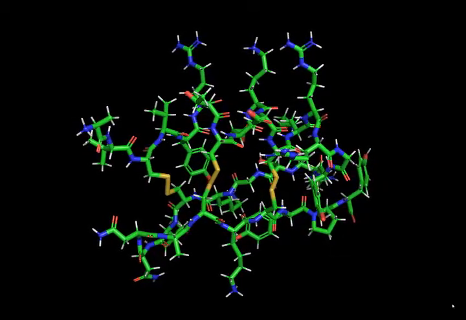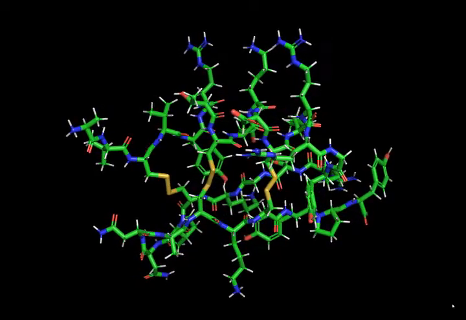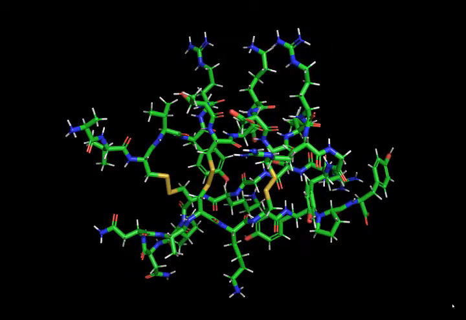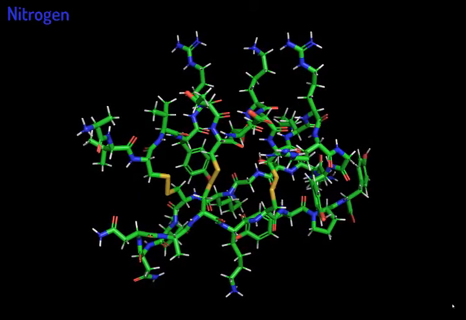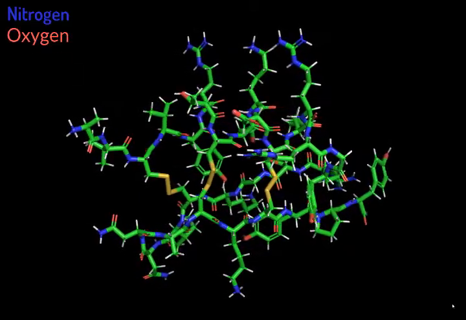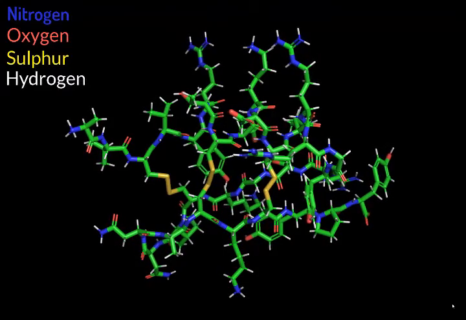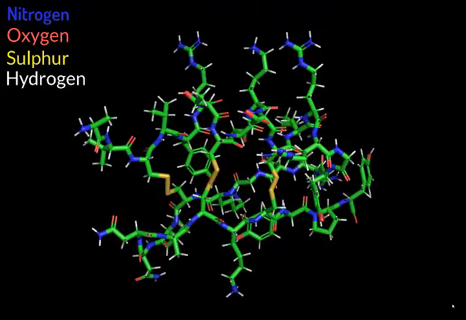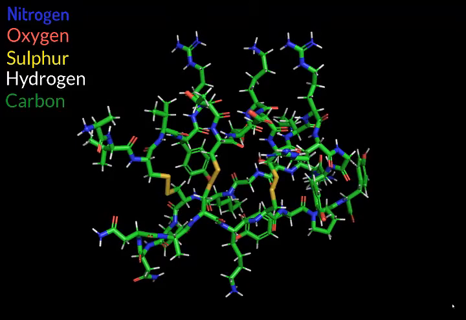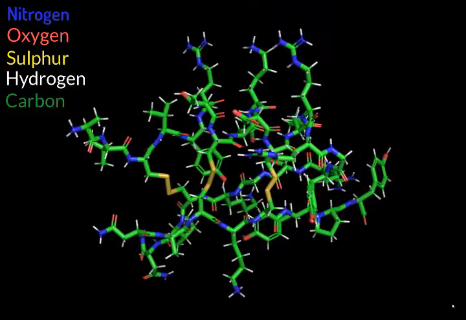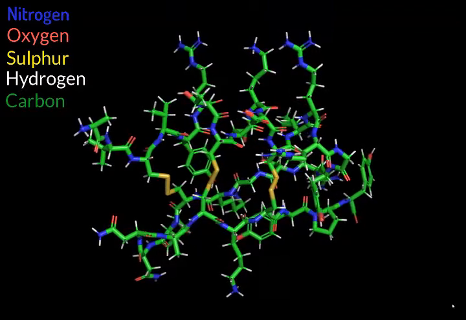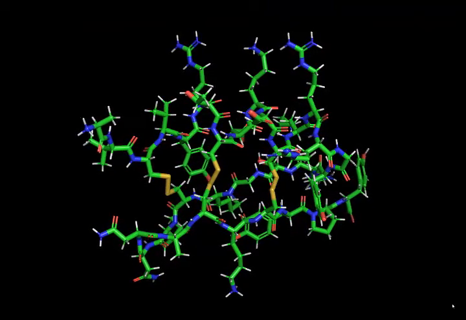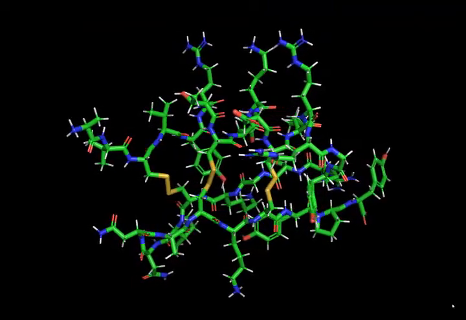Here we can see the three-dimensional structure of a protein represented in sticks, with the nitrogen atoms coloured in blue, oxygen atoms red, sulfur atoms yellow, hydrogens white, and the carbons are coloured in green. We've chosen this particular protein because it contains many of the elements of protein structure that you need to know about in the A-level syllabus.